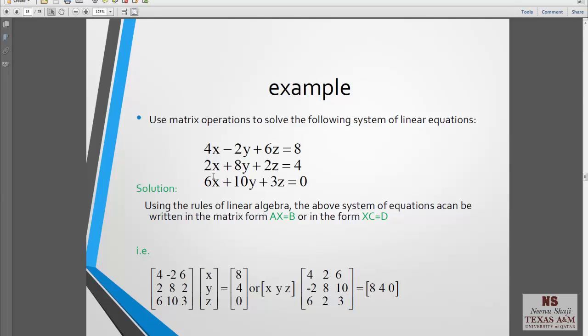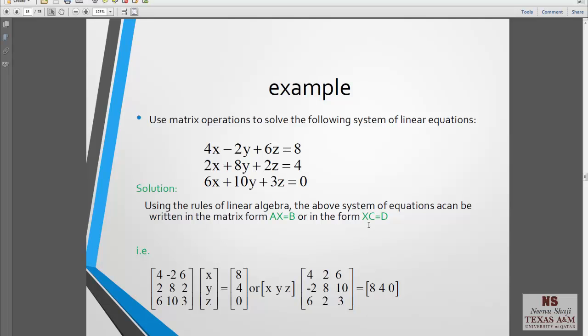We have a system of linear equations here in three variables. So we can do this using either the left division or the right division method. Let's look at the left division method first. The A, which is the coefficient matrix for the left division method, is 4, -2, 6. Then next row 2, 8, 2, and the last row 6, 10, and 3. Now the x and the b are column vectors. So the b is 8, 4, 0 as a column.